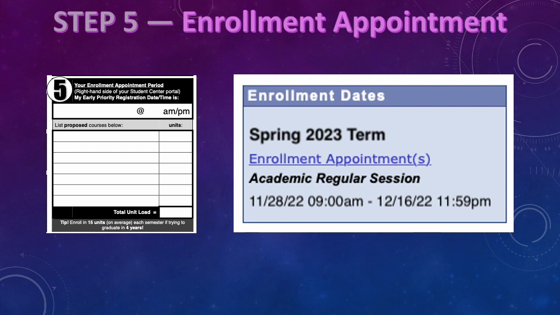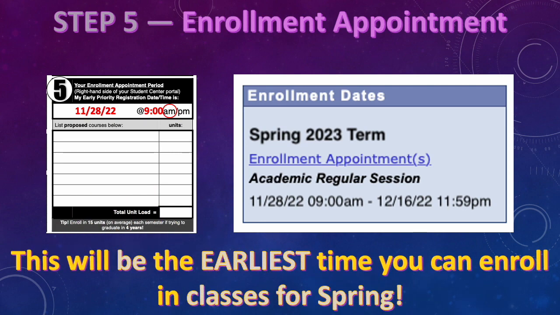Write this in the date and time for Step 5 on your class planner. This is the absolute earliest time you can enroll in classes for the spring. Note that this date might be right after we all come back from Thanksgiving break.